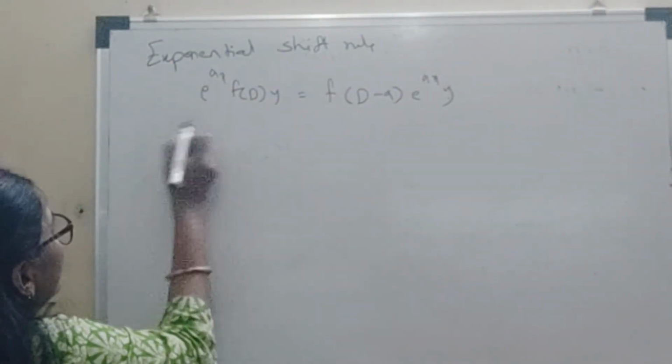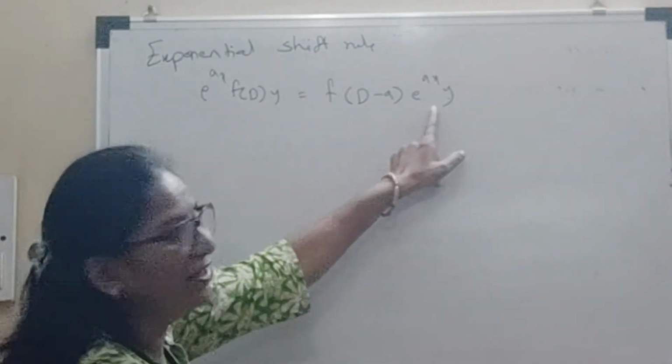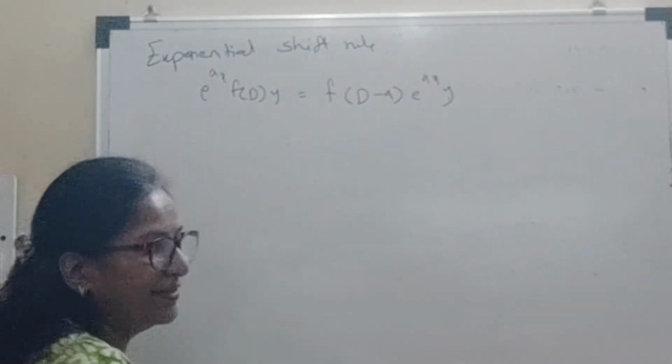So to prove that, first of all we see the effect of this f(D - a) on e^(ax). So what is f(D - a)?